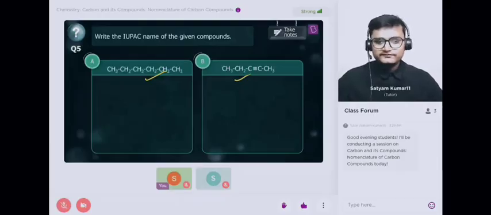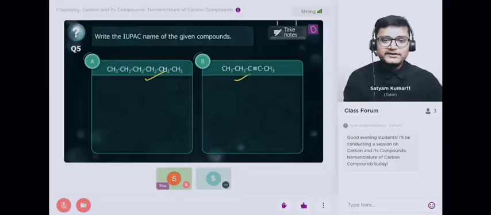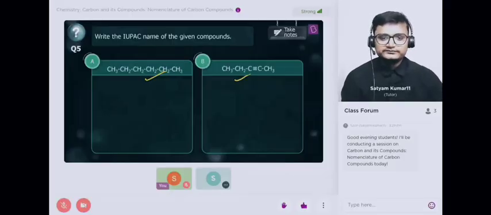Shreyas, can you hear me? If you can hear me, please give me the answer. Shreyas, are you there in the class? If you're there, please respond. Tell me the IUPAC name of this. You can speak out.